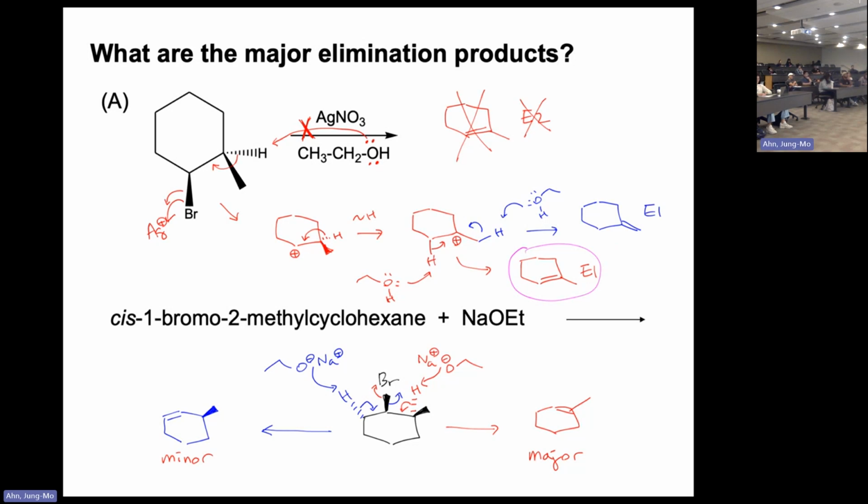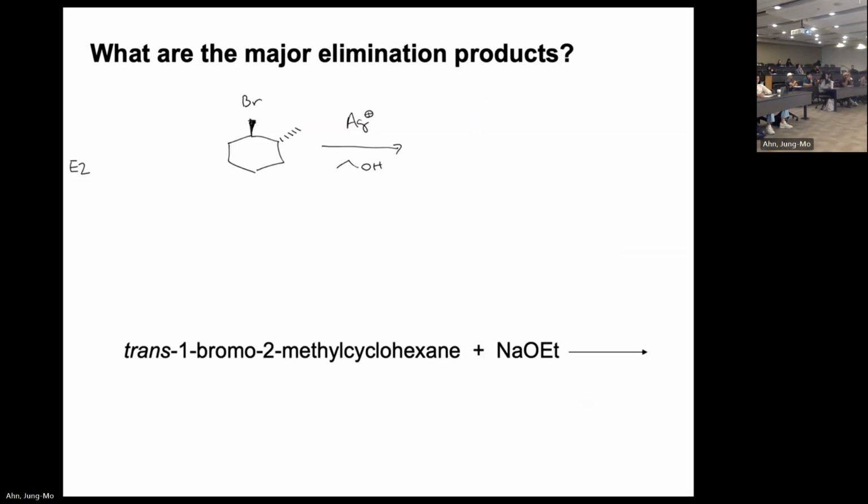So this one happens to be the same product, regardless of what reagent you use. Strong base you use, you get that as the major. Weak base you use, you get that as the major. The same product in both cases. Change the question to the trans. Now we see the trans.